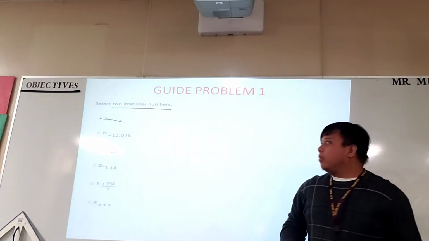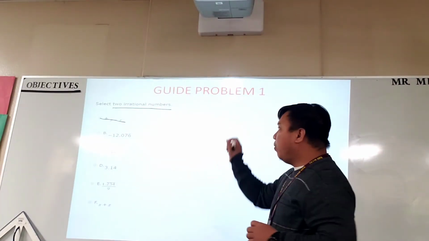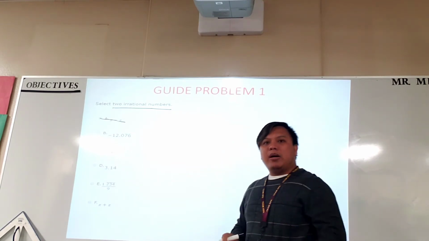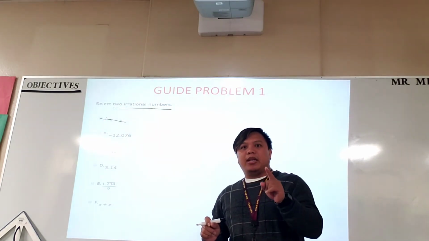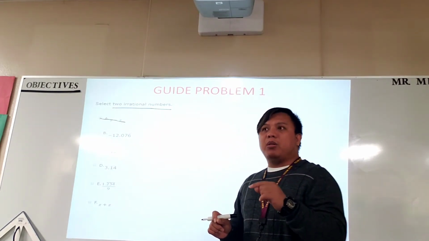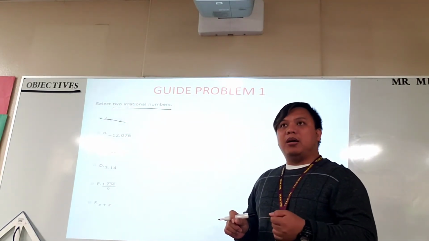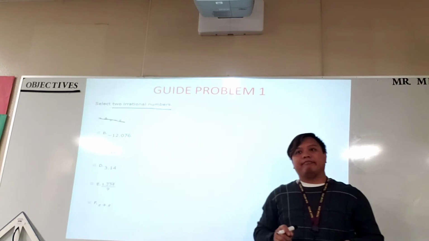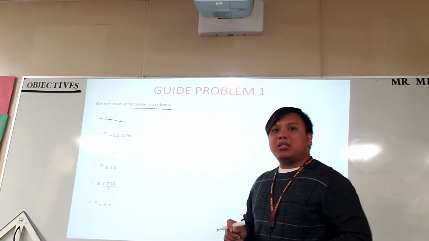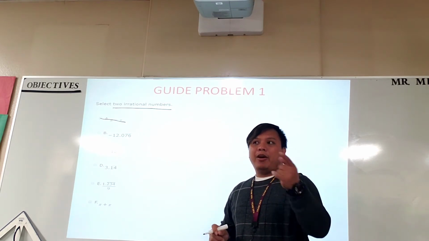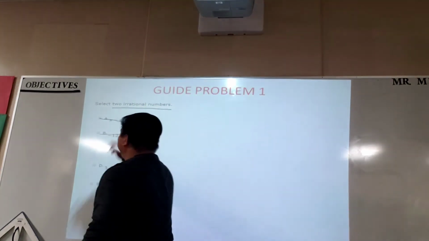Now letter B. We got letter B is negative 12.076 with a bar on top of 76. What do you mean when there's a bar on top of numbers? Very good. That means this number will be repeated. And when there are numbers repeated in a decimal, it becomes what? Non-terminating decimals or repeating decimals, which means to say they fall under what? Very good. That's rational. So definitely this is not the answer that we're looking for.